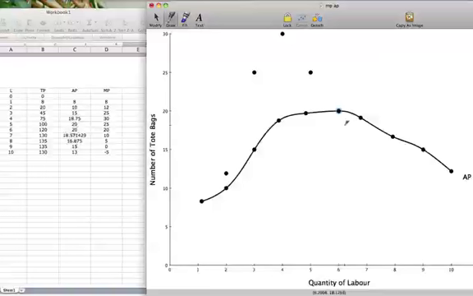At 7 units of labor, it's 10. At 8 units of labor, it's 5. At 9 units of labor, it's 0. And at 10 units of labor, it's a negative 5. We can connect these points to create our marginal product curve.